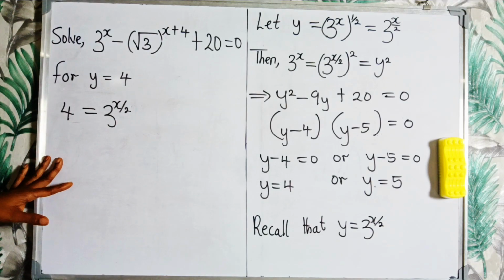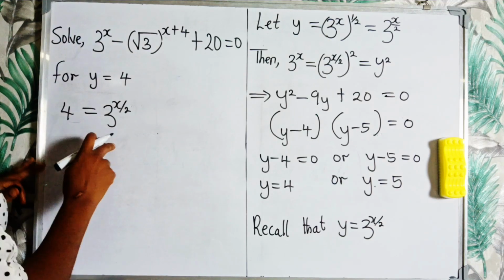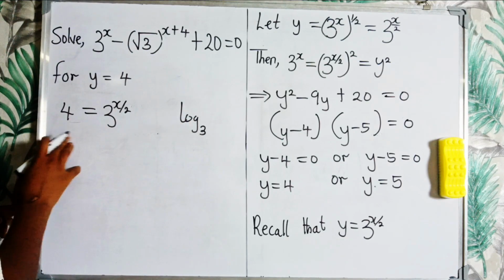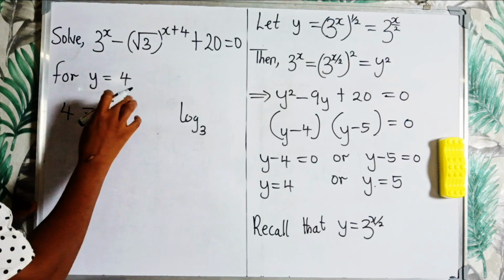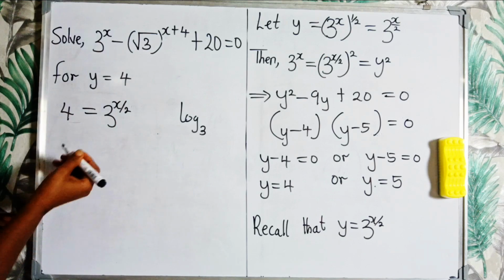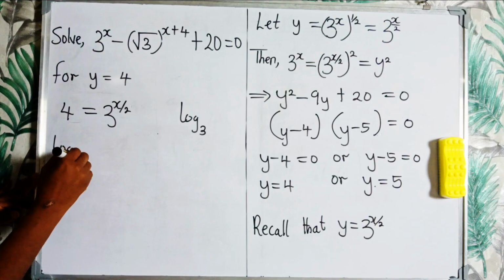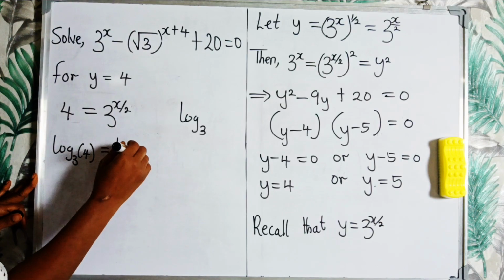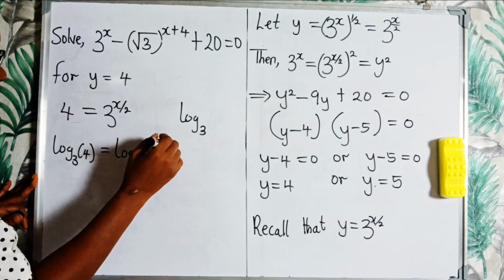Now, at this point, we have to introduce the logarithm. Remember, I said that at the beginning. The easiest way to do this is to work with log base 3. So I'm going to introduce log base 3 to both sides of this equation so we can find the value of x. On the left hand side, we have log base 3 of 4, and this is equal to log base 3 of 3 raised to power x over 2.